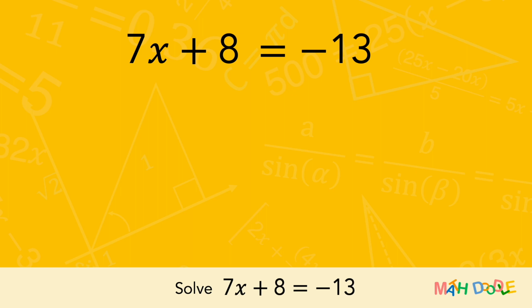Our goal in solving this equation is to find the value of x, which makes two sides of the equation equal. To do this, we are going to rewrite the equation so that the left side of the equation has only x. So, let's first eliminate 8 by subtracting 8.